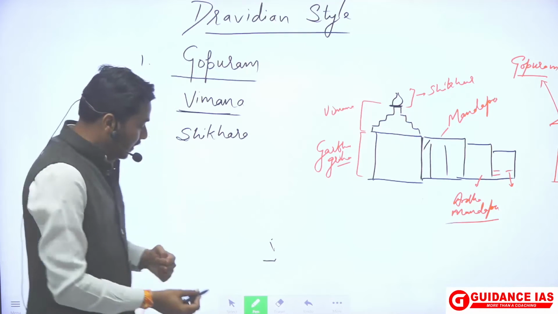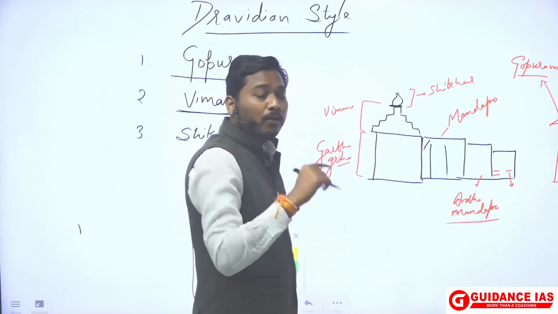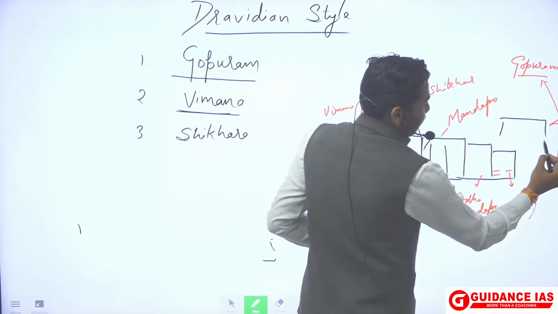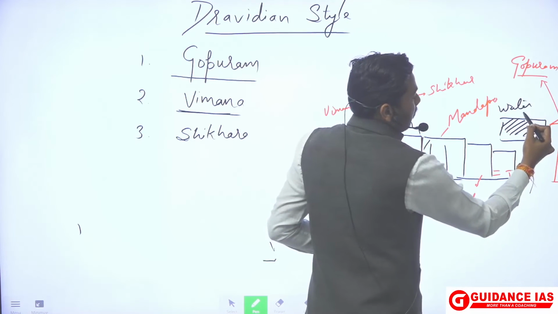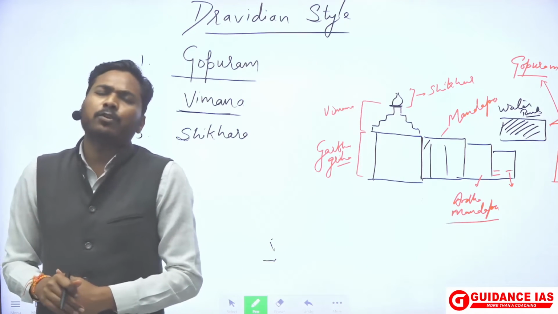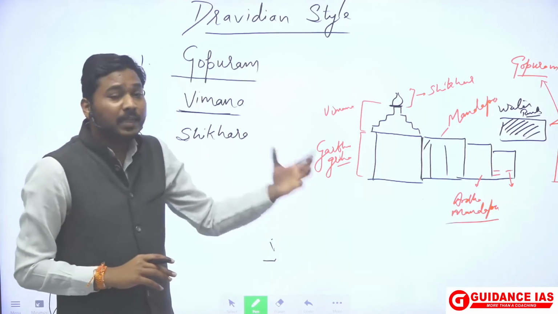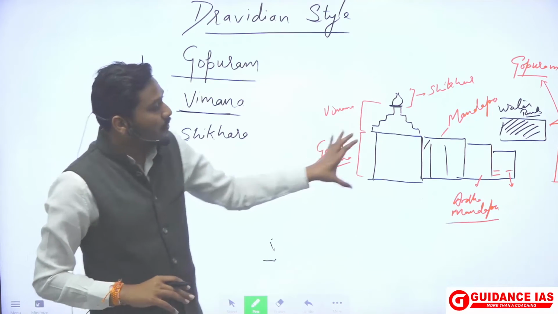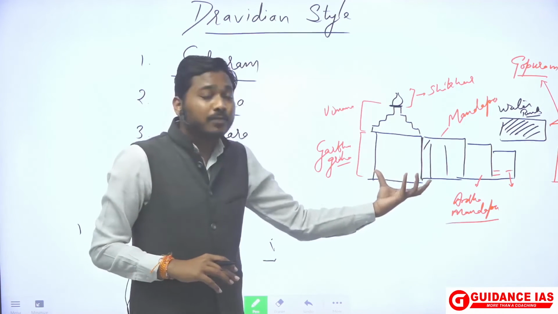Another feature which is very prominent in the Dravidian style is that within the temple complex, as we will now call it, there is a water tank. A water tank will always be there, which is not visible in North Indian style, but in South Indian style it is clearly visible in almost every temple premises. Clear? So those are the main, important features of the Dravidian style of architecture. This is the main deity.